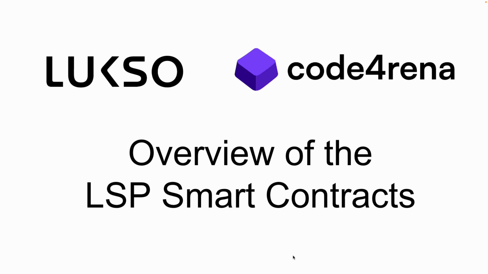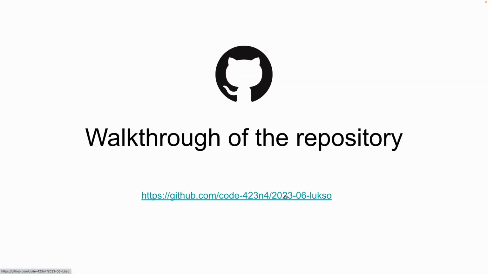And in today's video, we're gonna go over the GitHub repository of LUKSO lsp-smart-contract for the Code4Rena audit contest. So I'm gonna give you a walkthrough of the structure of the folders, the contracts present in there, and some basic commands that you can use to go work on the repo for auditing the contract. So yeah, let's get started.